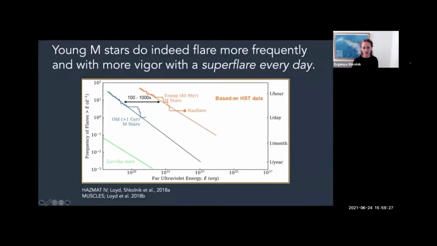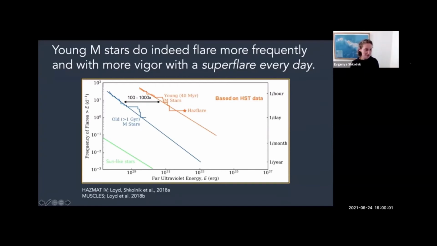So one thing that we like to do is plot things into these flare frequency distribution plots. We've got the frequency of the flares on the y-axis, and in this case, the far ultraviolet energy on the x-axis. And what I'm showing you is the difference between the old M-stars here in blue and the young M-stars from the HAZMAT program. These are just the early M-stars, I should say, here in orange, anchored by the HAZMAT flare, the most energetic flare we have yet measured. That happens at about once per day.